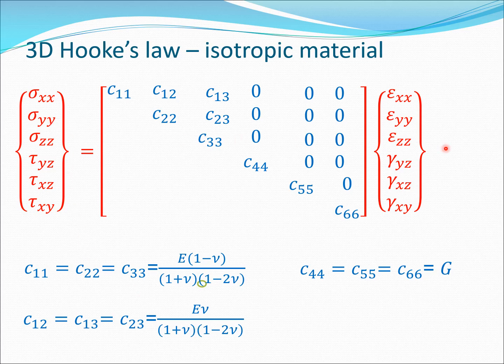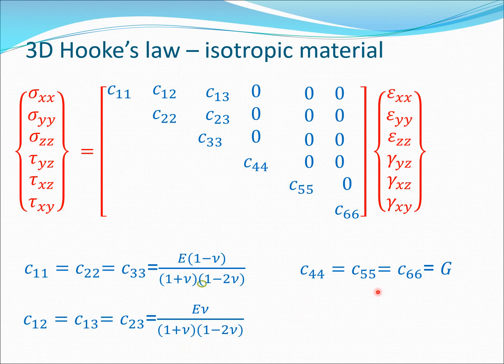You are going to get this as the stress strain relationship, and this is also nothing but Hooke's law expressed in a three-dimensional form for isotropic material. And what happens in this case is that you get C11, C22, C33 as E(1 - nu) divided by (1 + nu)(1 - 2nu), and also we get the off diagonal terms C12, C13, C23 as E nu divided by (1 + nu)(1 - 2nu).